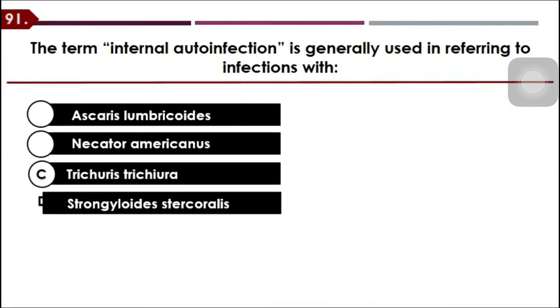Next, the term internal autoinfection is generally used in referring to infections with what? Again, internal autoinfection. Is it letter A, Ascaris lumbricoides, letter B, Necator americanus, letter C, Trichuris trichiura, or letter D, Strongyloides stercoralis? Again, internal autoinfection, we have Strongyloides stercoralis. Number 91, letter D.